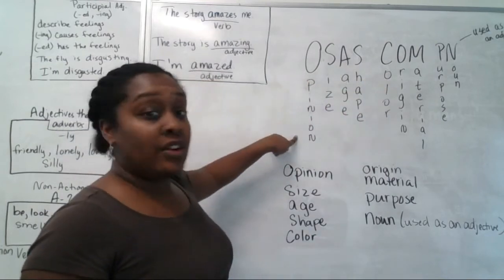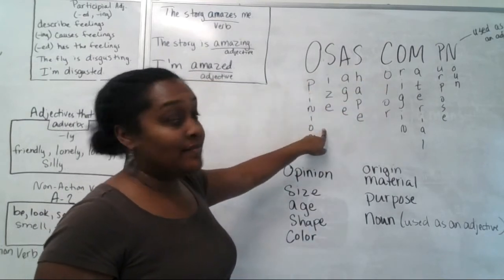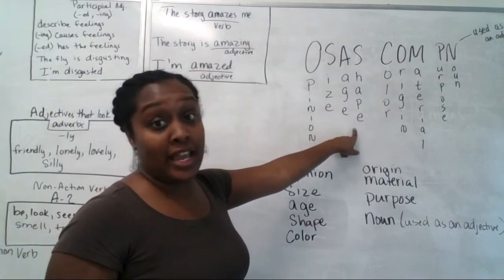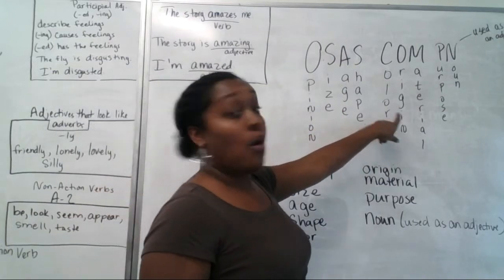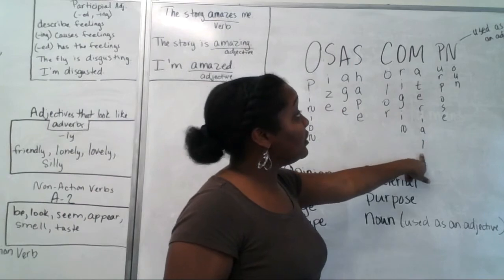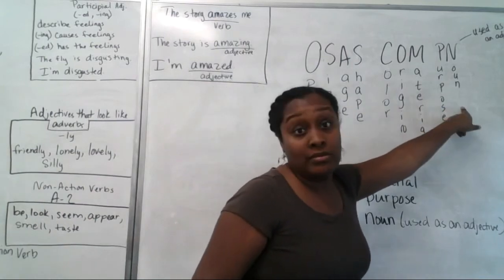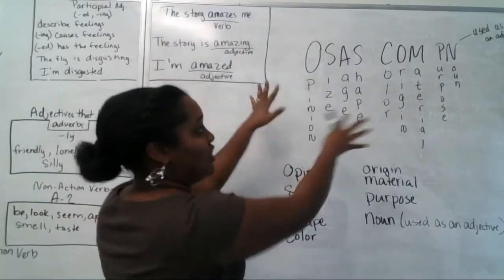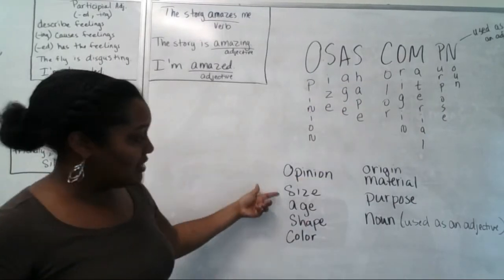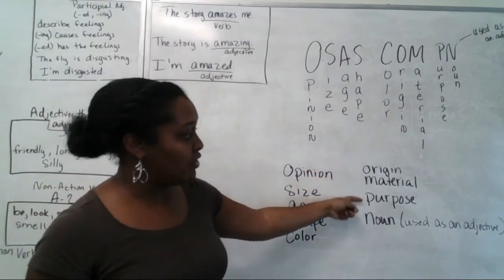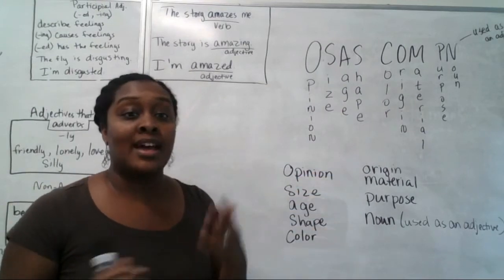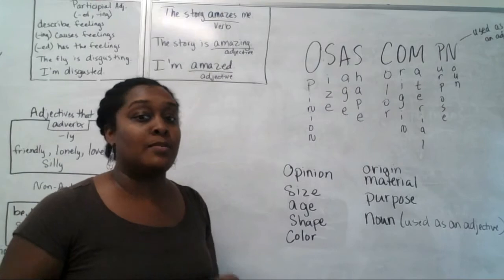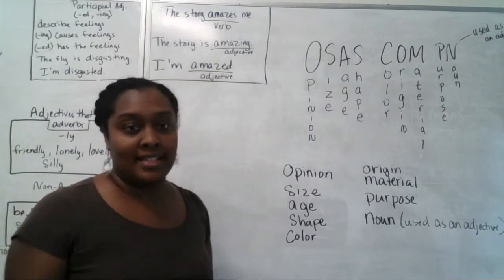We do opinions first, size next, age, shape, color, origin, material, purpose, and noun. Okay, so that's the order that we use it in. And if that's a little jumbled up for you, you can see it here. Opinion, size, age, shape, color, origin, material, purpose, and noun. But notice, not just any noun, it's a noun that has been being used as an adjective.